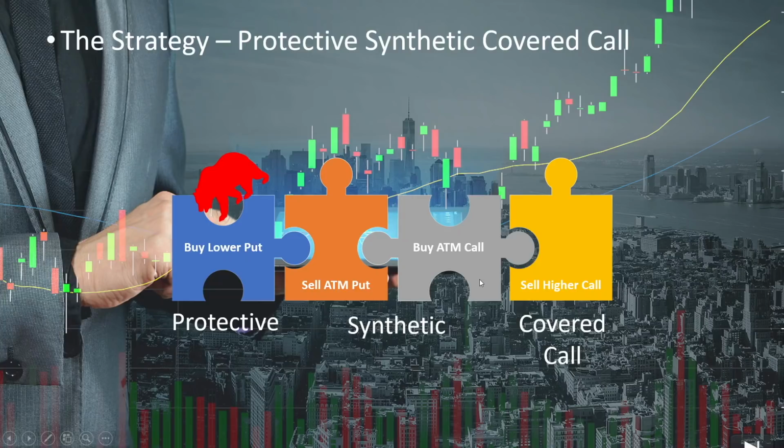So the protective put, the lower put, is for the bears, meaning you are protecting against the bears. When you are selling an ATM put and buying an ATM call, it is a bullish view, meaning you think the stock will go up. The covered call is again for the bearish view, meaning you sell this covered call where you think the stock will not go, so that it will not hit there. So two bullish views are compensated by two bearish views. This is a fully hedged strategy.